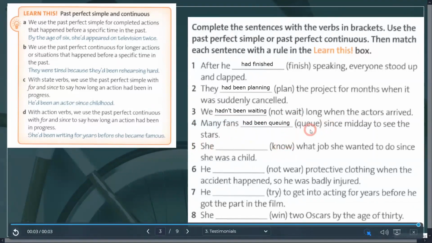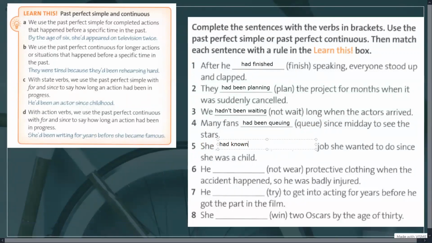Next we have, she know what job she wanted to do since she was a child. I would say she had known what job she wanted to do. Know is a state verb. You either know or you don't know. So it would be simple.